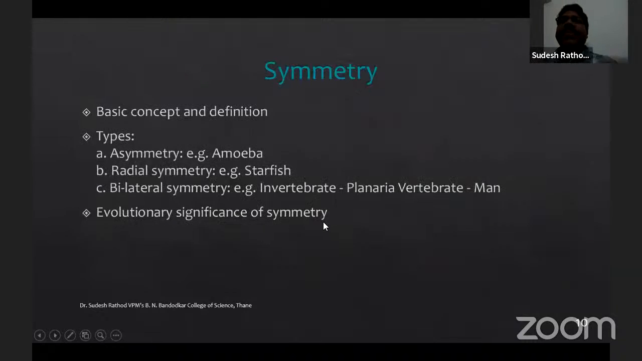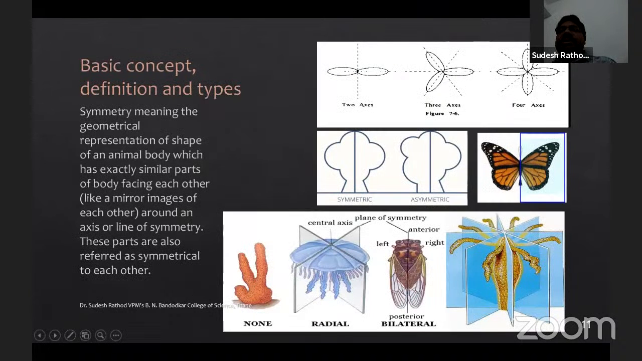Now symmetry, very simple. We are going to discuss the basic concept, and then types and then evolution. Next slide. Okay, let me tell you about symmetry. Symmetry is nothing but if any object is possible to divide into two halves which would be mirror images of each other, that is symmetry, isn't it?